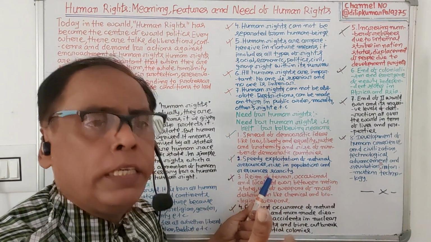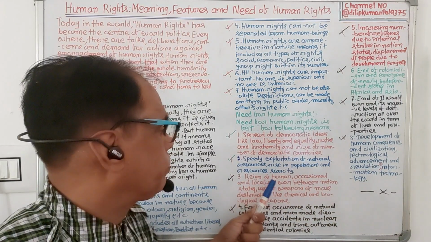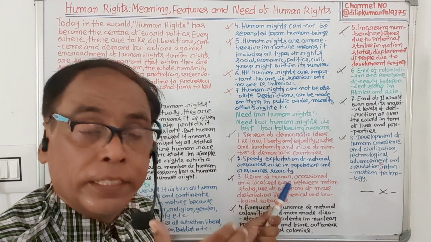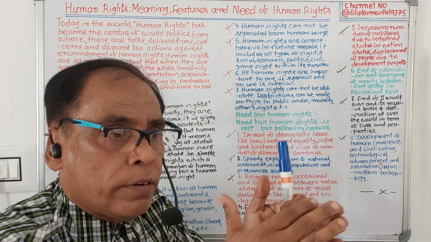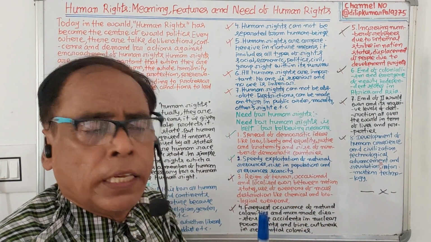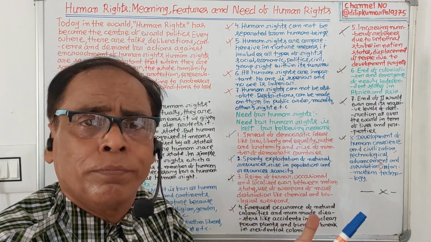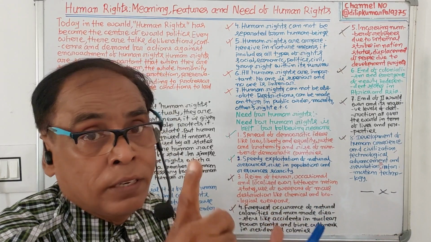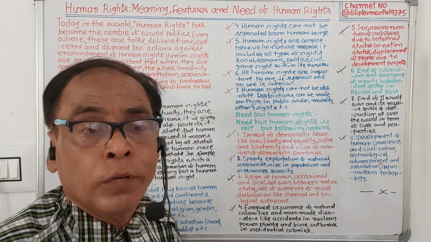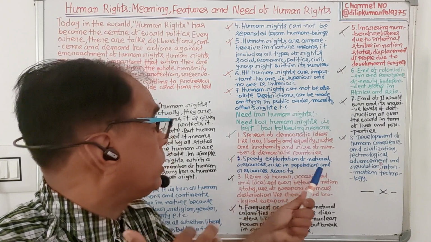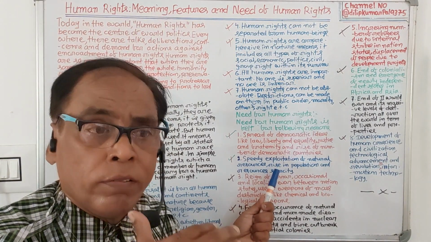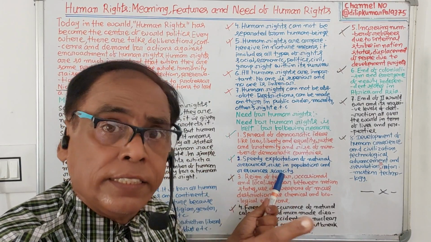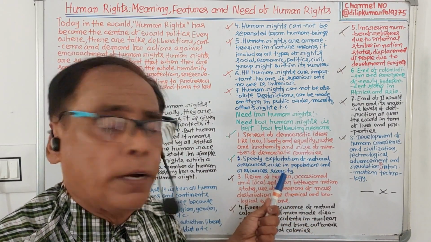Whenever there is speedy exploitation of natural resources, rise in population, resource scarcity, there is need of human rights. Whenever there is increase in population, in order to give security to all people, need of human rights is felt. Whenever there is speedy exploitation of natural resources, the lives of people are in danger, the need of human rights is felt.